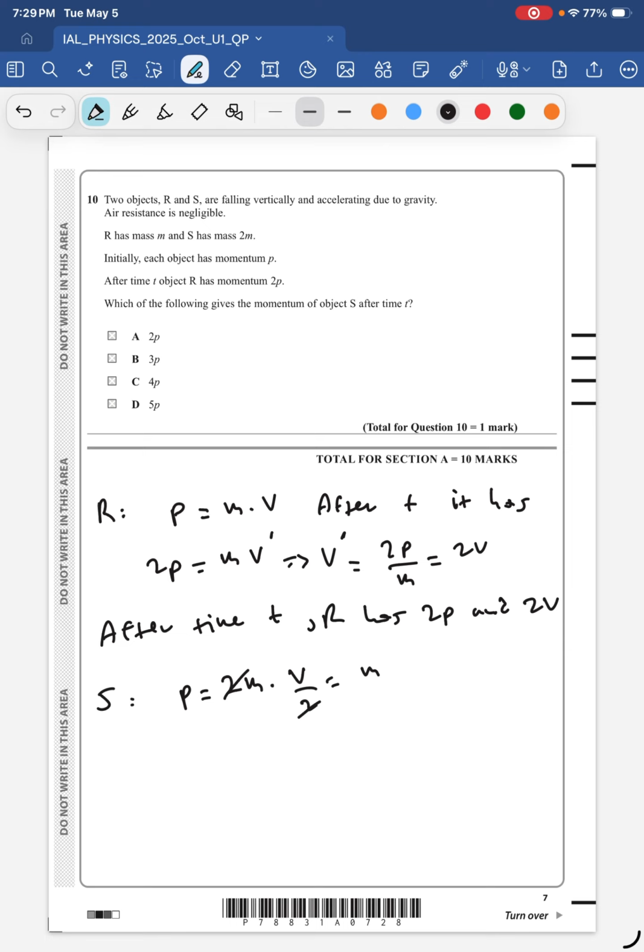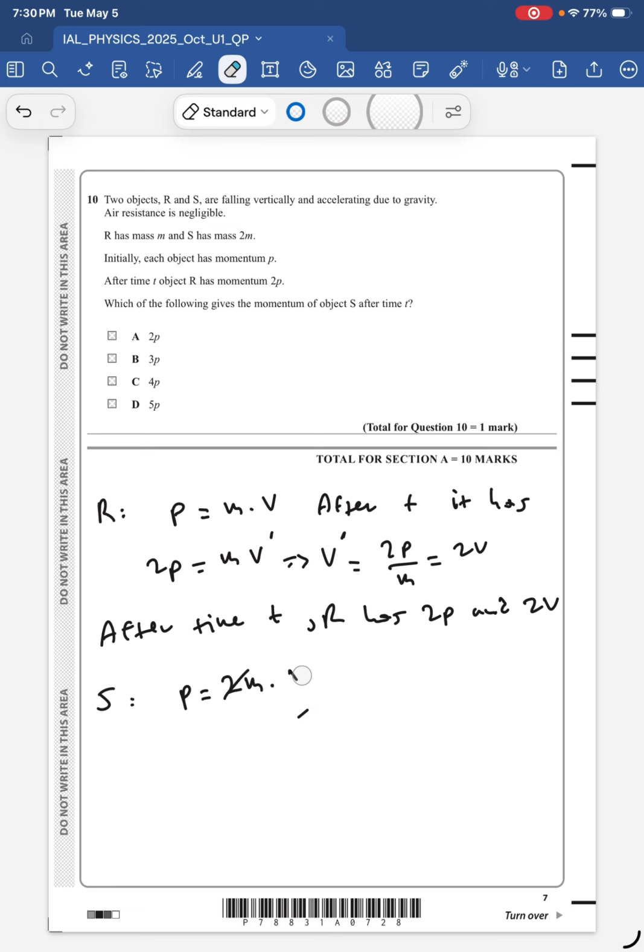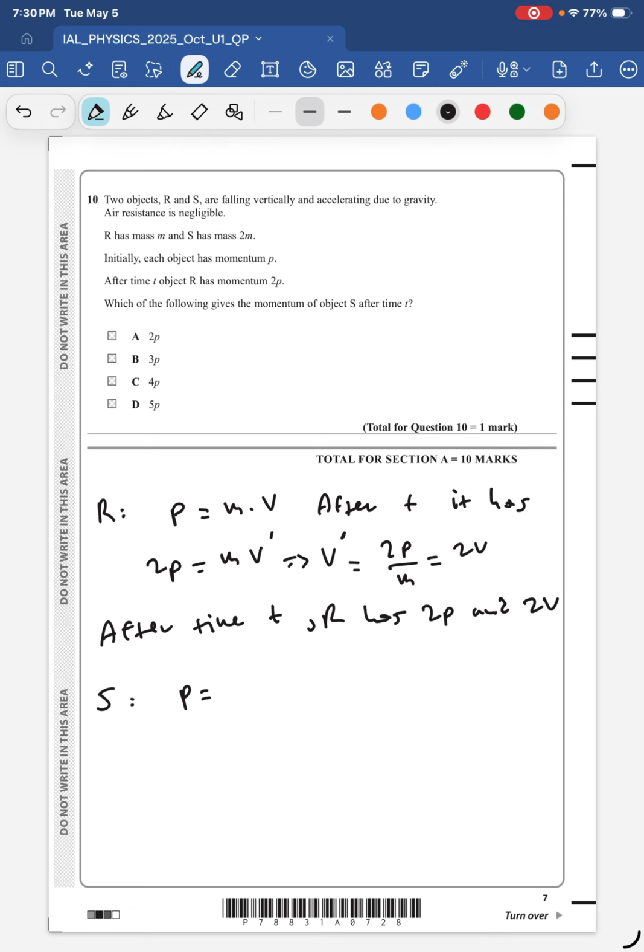So the momentum is m times v as well for S. But you have to remember that, actually, no, I'm not going to write this. So in order for object S to have momentum p, since the mass is 2m, its velocity is necessarily v over 2, okay?